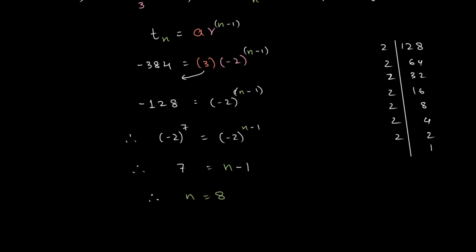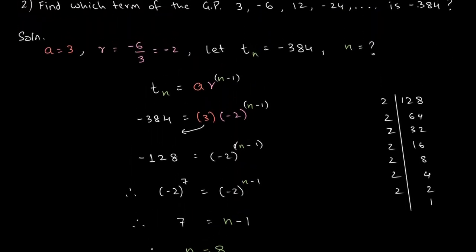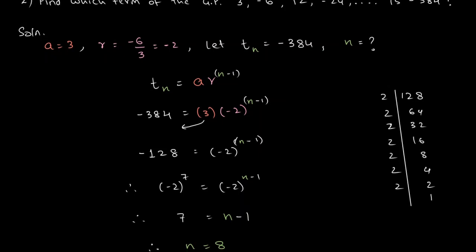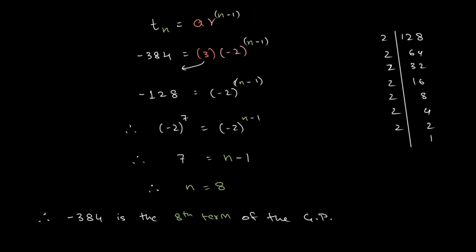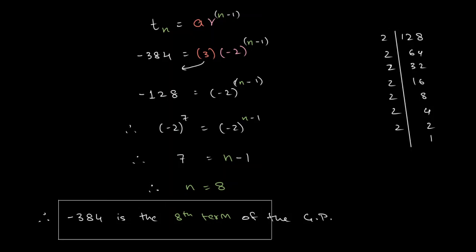If the value of n is 8, that means -384 is the 8th term of this sequence, and that will be my answer statement. Which term of the GP is -384? My final answer will therefore be: -384 is the 8th term of the geometric progression. This is my final answer, which I'll put in my final answer rectangle.